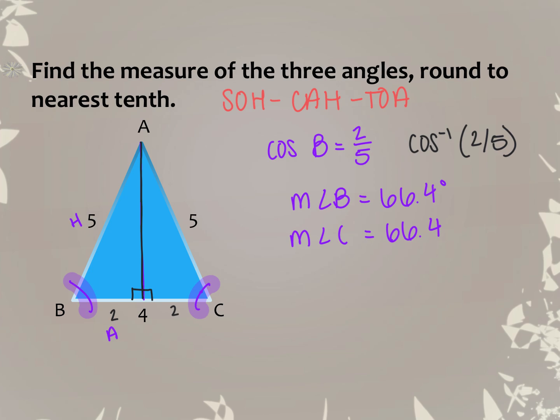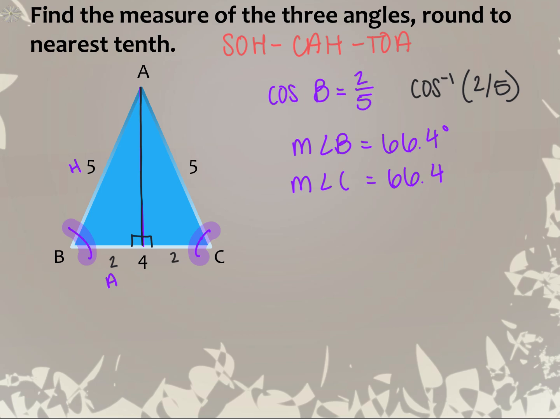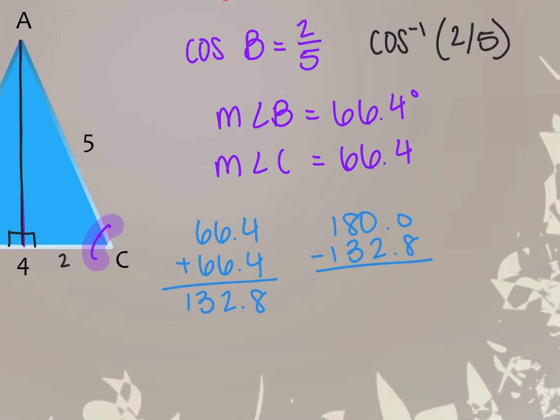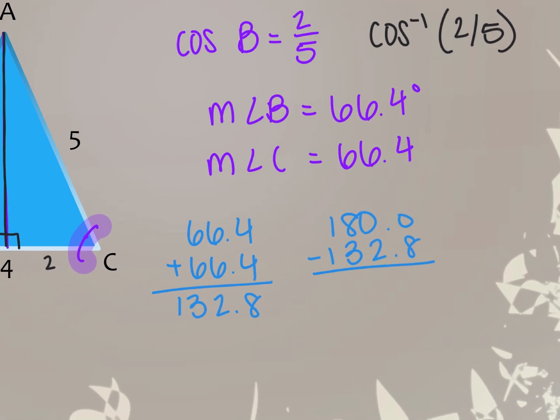So how would I find the measure of angle A? Good, I'm going to add them, then subtract from 180, and I'm going to get what's left over. So adding them or multiplying by 2, 66.4 plus 66.4, you're going to get 132.8, and then subtract. If you subtracted correctly, what did you get for angle A? What do we get for angle A? What do we get?